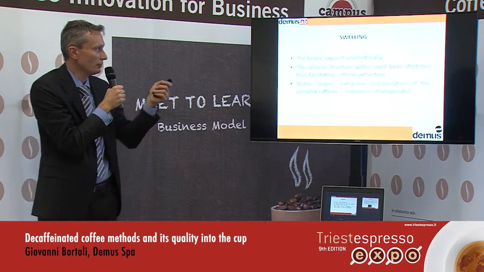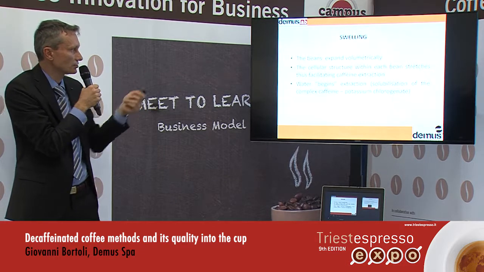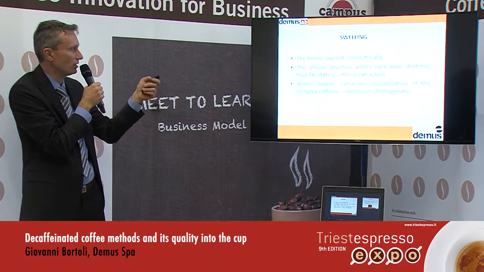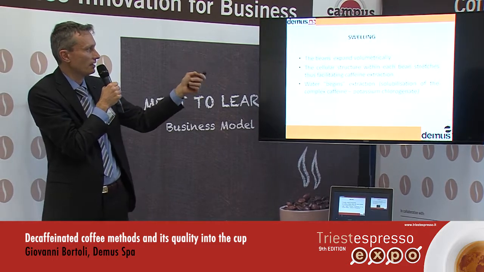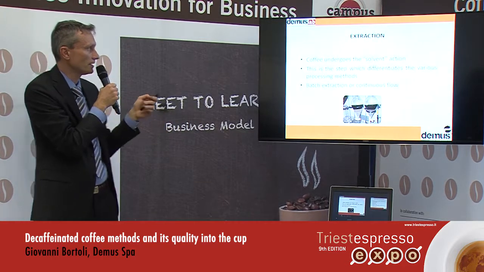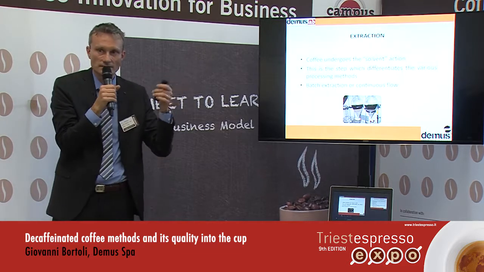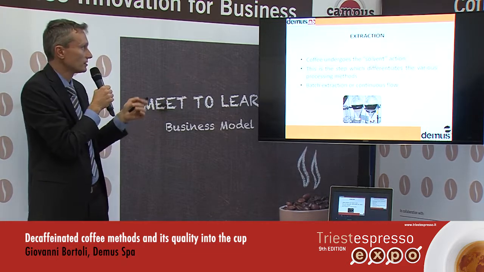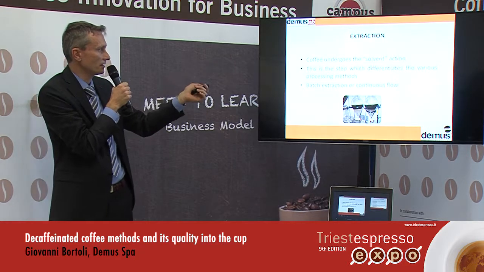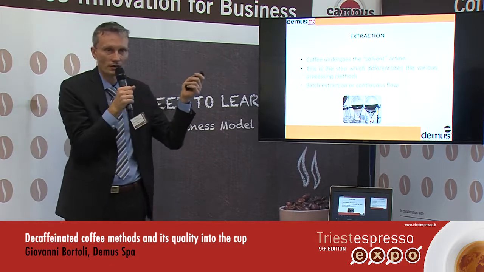The swelling: you expand the beans, and then the cell structure stretches, and so water begins the extraction. So there is the solubilization of the complex of caffeine and potassium chlorogenate. Then there is the phase of the extraction. This is the difference between the several methods. So coffee undergoes the solvent action, and this can be performed in a batch extraction or with a continuous flow.